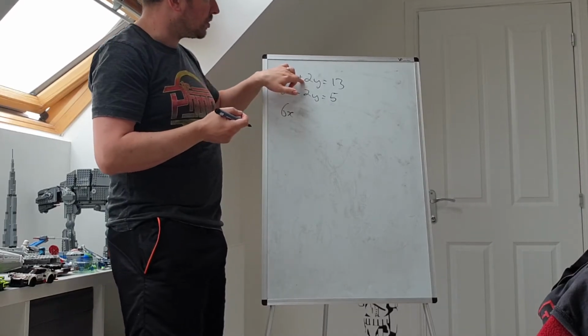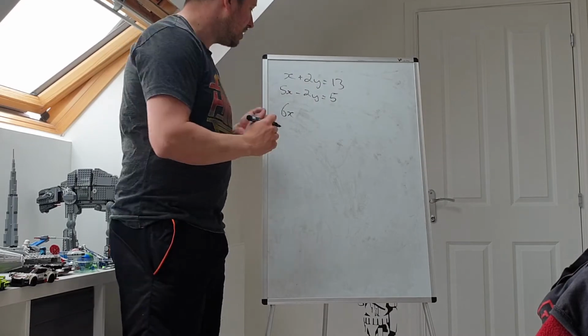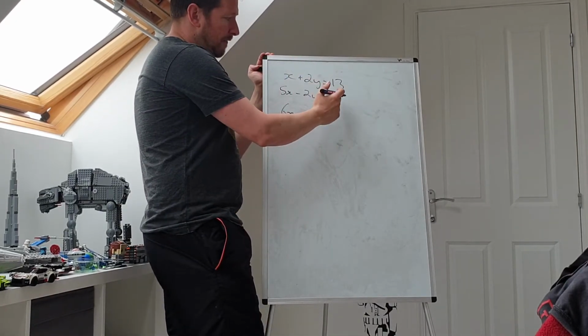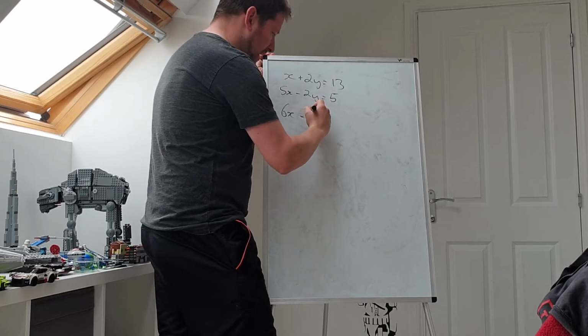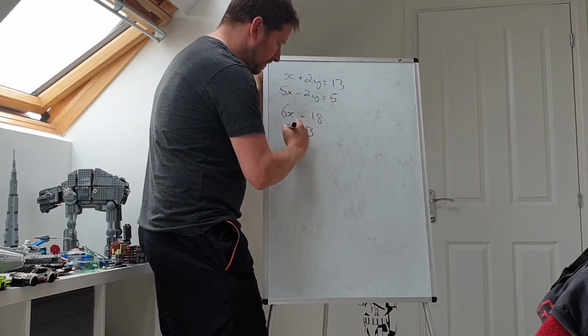Minus 2y plus 2y, so minus 2y, and down here plus 2y brings me back up to 0. So that gets rid of the y's. And then because we're adding it, 5 plus 13 is going to be 18. So 6x equals 18, x equals 3.